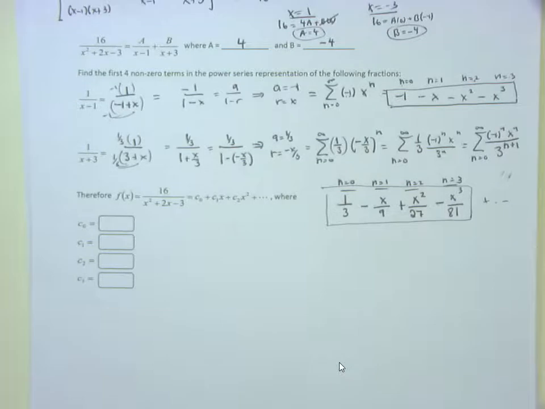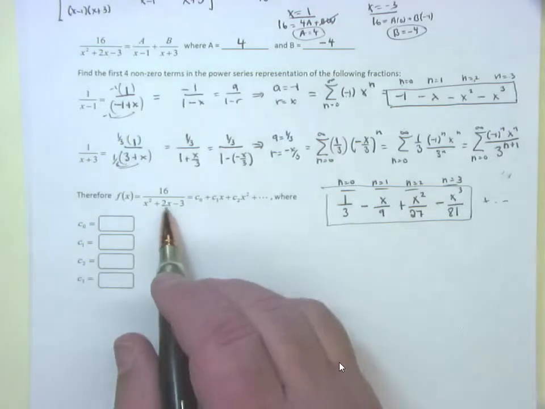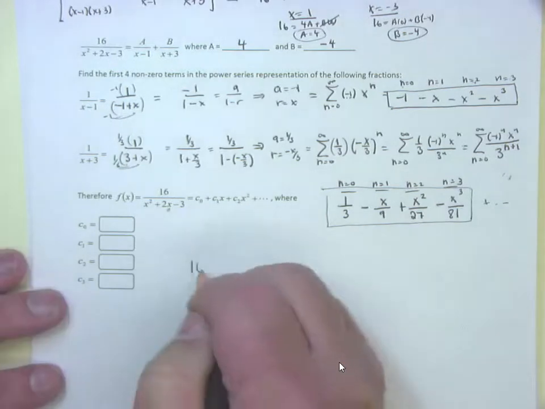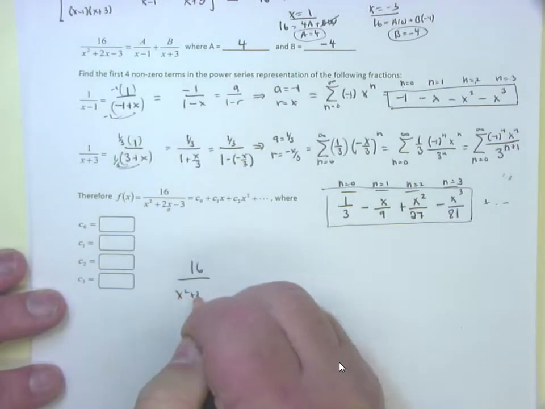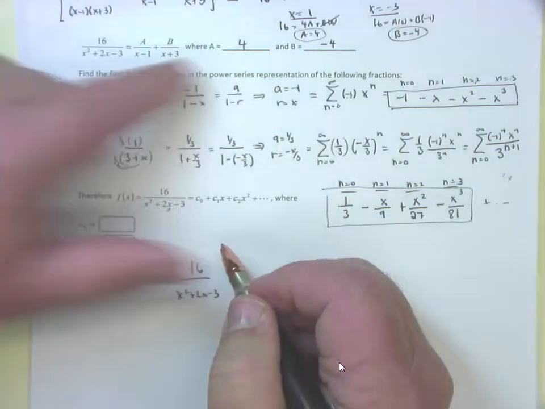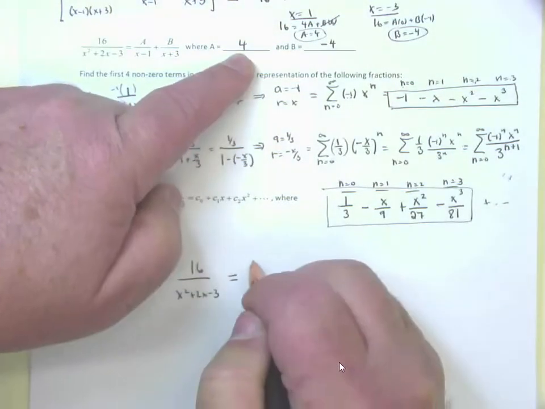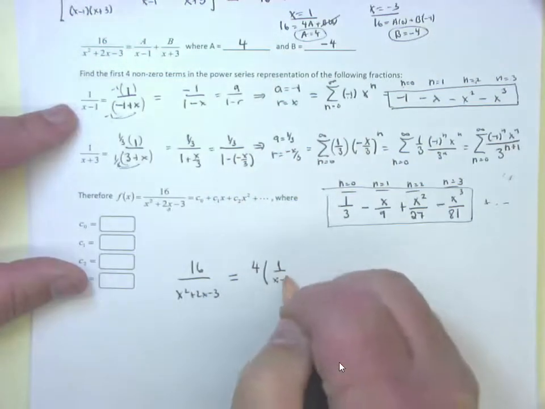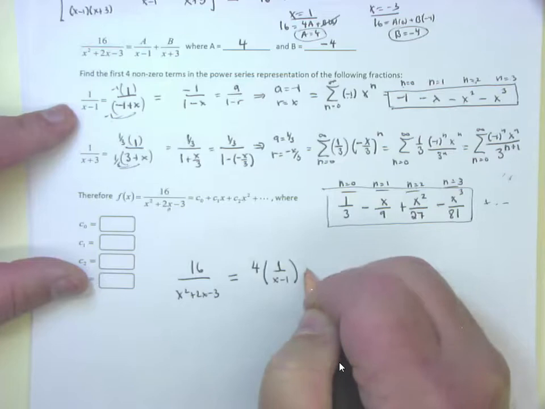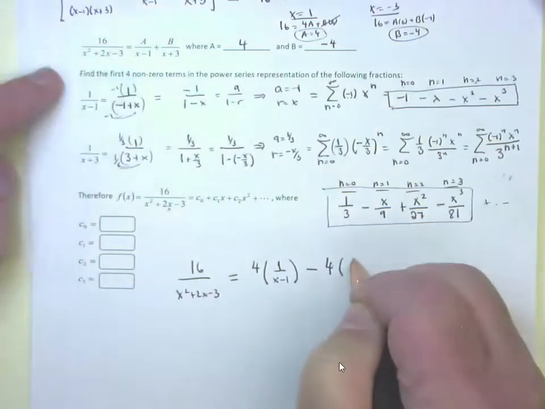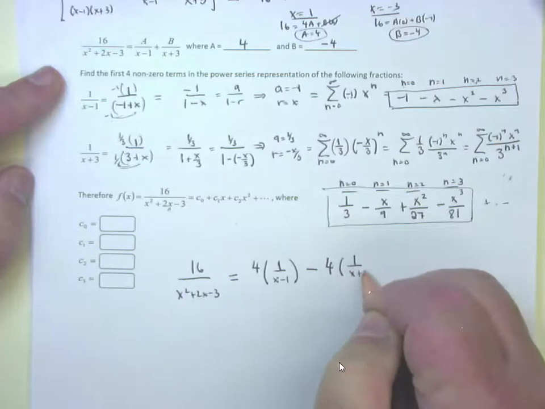Now, the last part is this. They want you to write a power series representation for this guy right here. So the 16 over x squared plus 2x minus 3 is equal to a, remember what a was, it is 4 times that 1 over x minus 1, plus b, which is negative 4, times 1 over x plus 3.